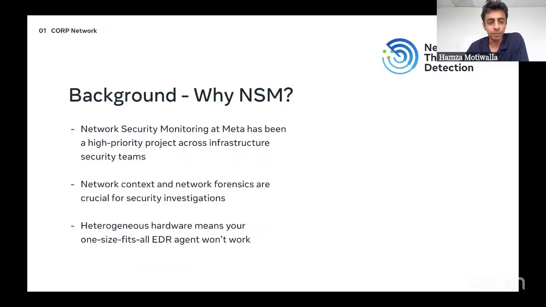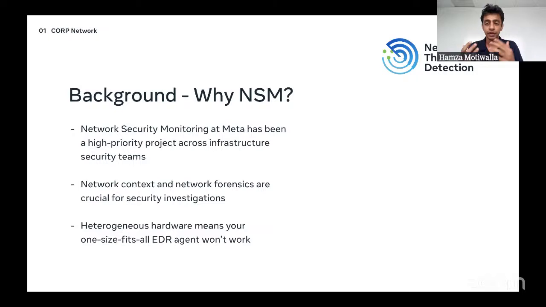But before that, a background on why NSM is important. Network security monitoring has been a pretty high priority security project for over a decade at Meta, because network context and network forensics are crucial for security investigation, and it paints a whole picture. Everyone who's worked in network forensics knows that the network doesn't lie. All the packets you see on the wire are the way it is, and those communications don't lie.